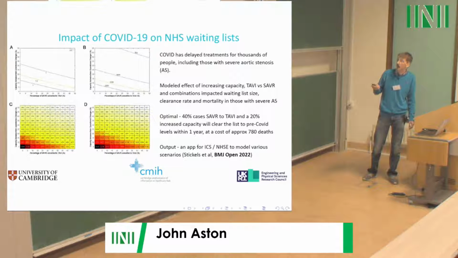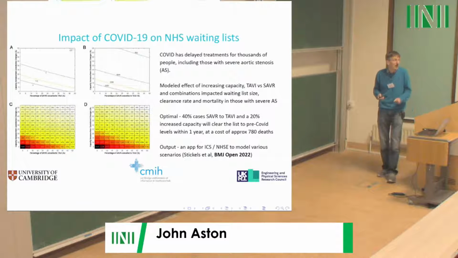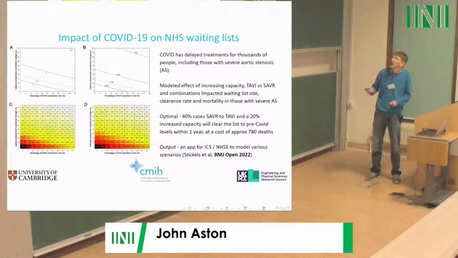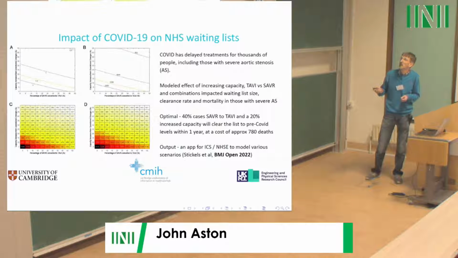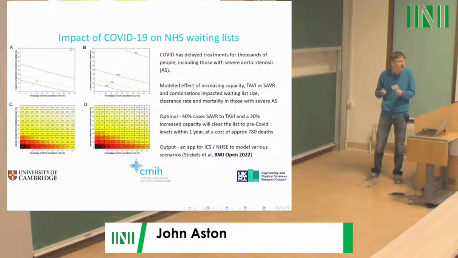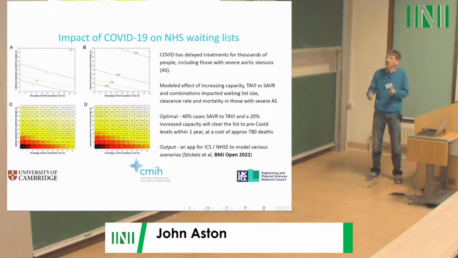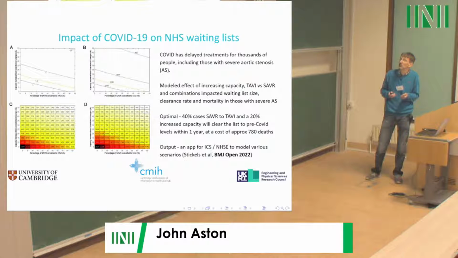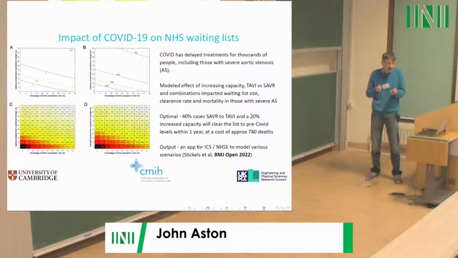So this is an example looking at cardiovascular and severe aortic stenosis. There are very, very large waiting lists associated with this. By looking at some relatively simple but powerful models, it was shown that you can actually make some choices about whether you use one treatment technique over another. These are SAVR and TAVI, two different treatment techniques. And you can decide how much you want to increase capacity or change the treatment technique and what's going to be the cost of that.